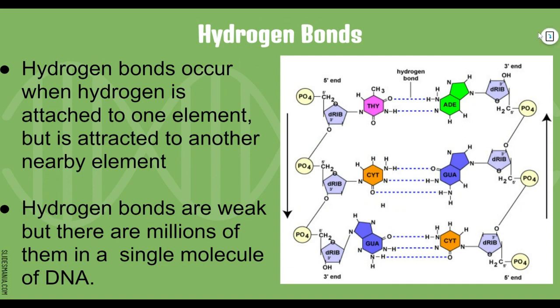So these hydrogen bonds, we just finished talking about them a second ago. Hydrogen bonds occur when hydrogen is attached to one element but is attracted to another nearby element. That's what's happening here: it's attached to one but attracted to another element nearby, and that's what keeps the two DNA strands together. Hydrogen bonds are weak, but there are millions of them in a single molecule of DNA. So even though they're weak, because there are so many of them, it holds them together. But again, it's a weak bond.